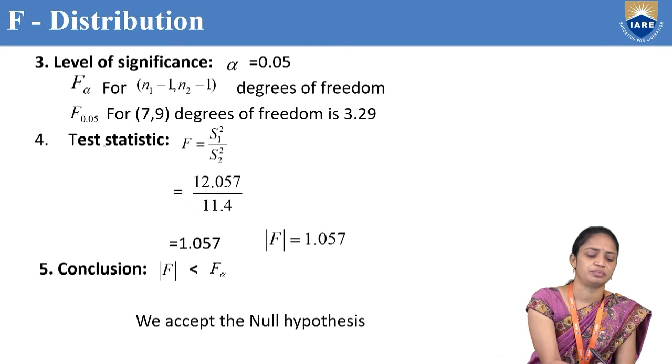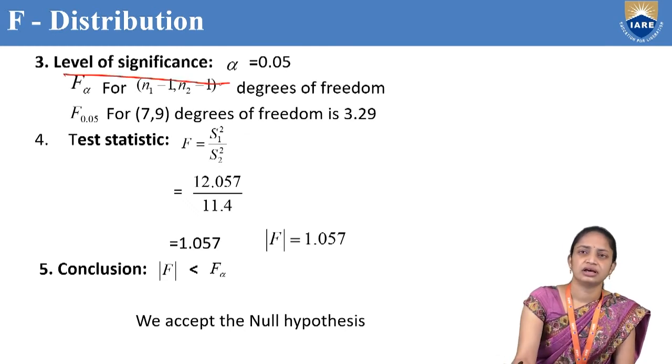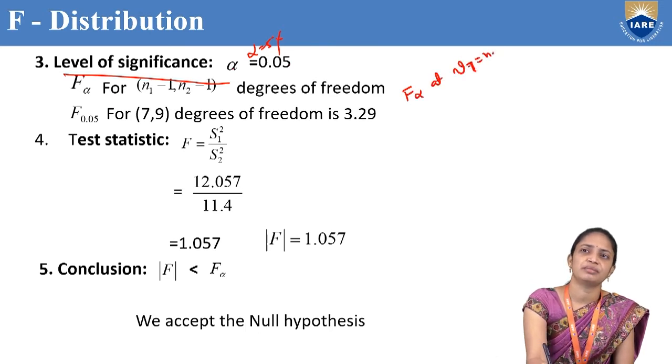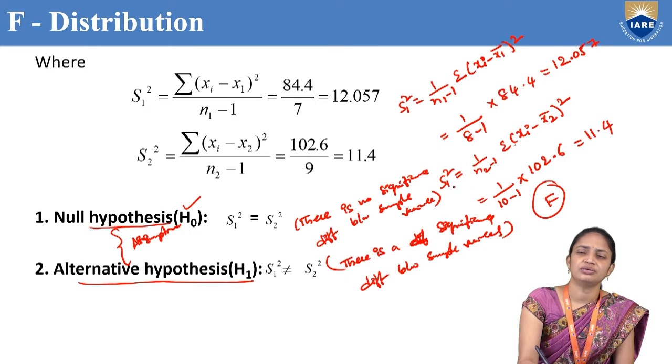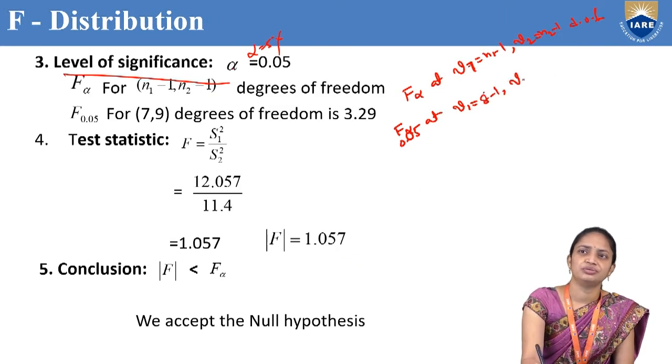Next, coming to our third step, level of significance. Here they have given that the alpha value is 5%, that means alpha equal to 0.05. Now we need to calculate F alpha at nu1 equal to n1 minus 1, nu2 equal to n2 minus 1 degrees of freedom. So F alpha means F of 0.05. The n1 value is 8, so 8 minus 1, and nu2 equal to 10 minus 1 degrees of freedom. So F 0.05 at nu1 equal to 7, nu2 equal to 9 degrees of freedom.